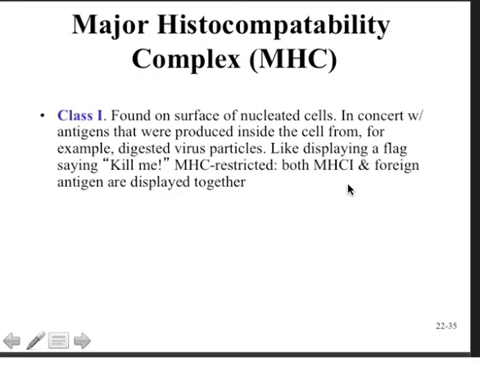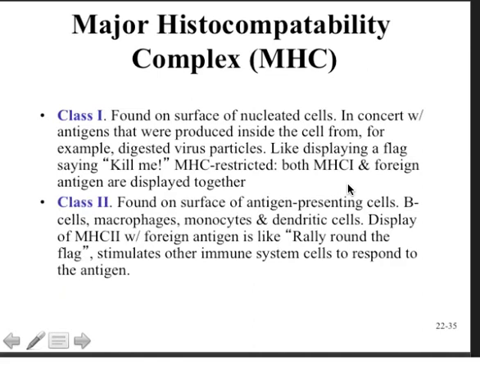Okay, the major histocompatibility complex comes in two classes. Class 1 are found on the surface of all nucleated cells and in concert with antigens that were produced inside the cell from, for example, digested virus particles. This is like displaying a flag that says, "Kill me." MHC restricted are both MHC1 and foreign antigen displayed together.